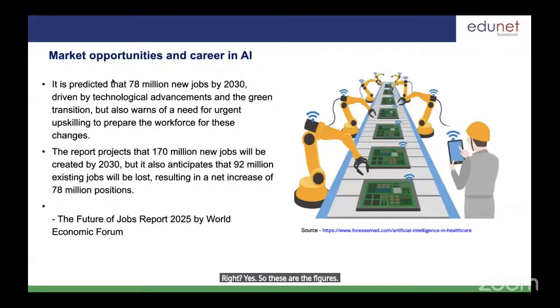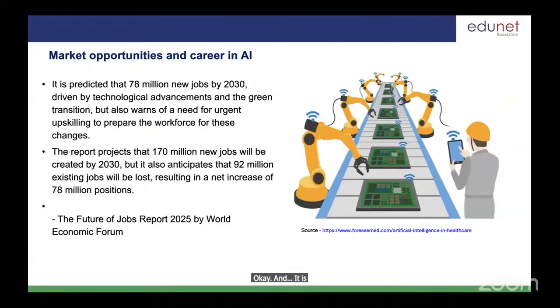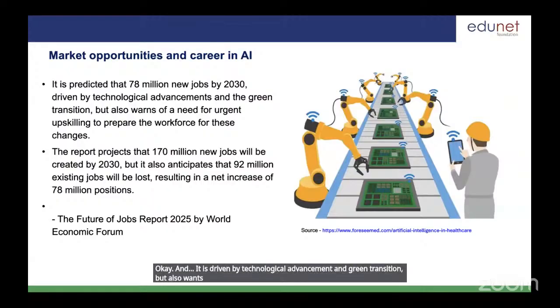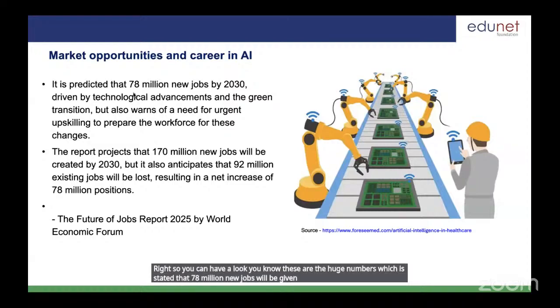Let's talk about market opportunities again here. It is predicted that 78 million new jobs will be given by 2030. And it is driven by technological advancement and green transition, but also the need for urgent upskilling to prepare for the new things, right? So you can have a look here. These are huge numbers, which state that 78 million new jobs will be given by 2030.